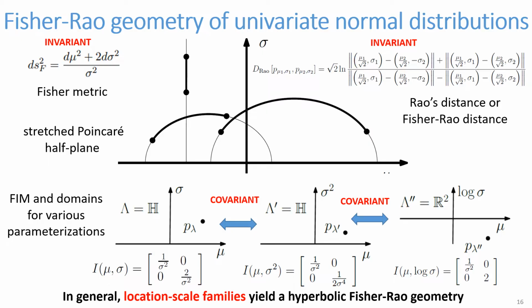Here, we show the Fisher information matrices with respect to three usual parameterizations obtained from each other by covariance transformation. In general, the location-scale families, which include the Gaussian family or the Cauchy families, yield hyperbolic Fisher-Rao geometry.